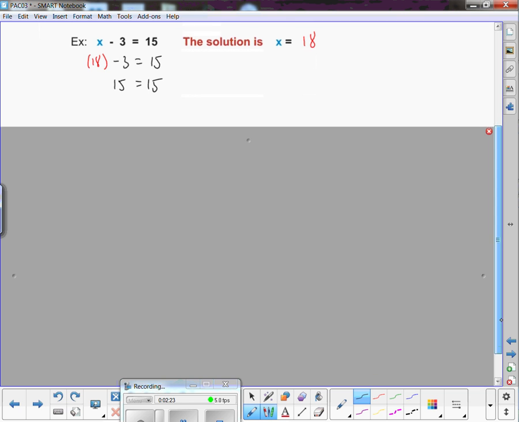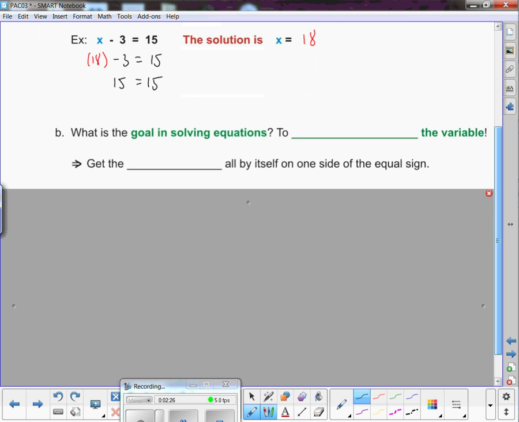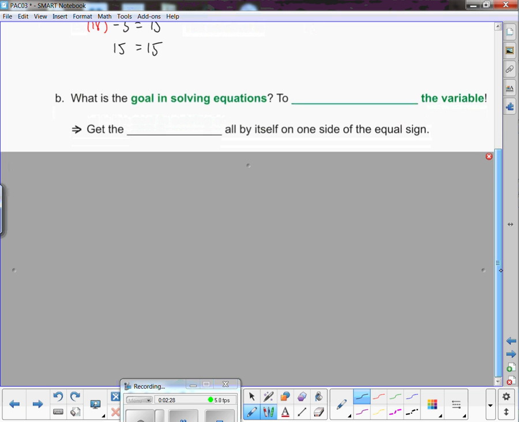Okay, well, let's talk about the goal in solving equations. And this is something that you should have in your brain. You'll hear me mention this many times. So the standard answer is this. What is the goal in solving equations? It is to isolate the variable. To isolate the variable. All right, you know what isolate means.